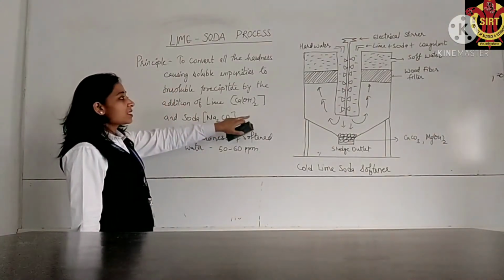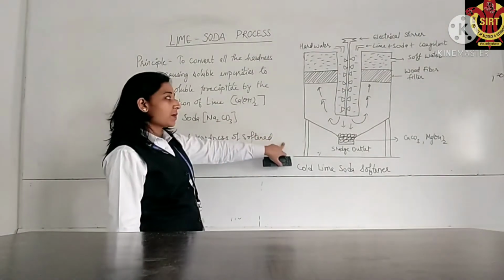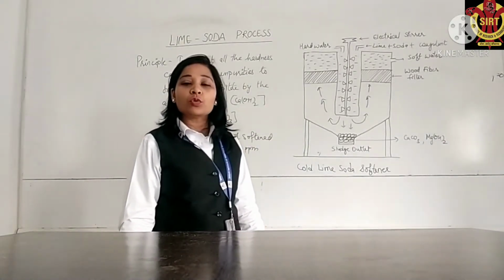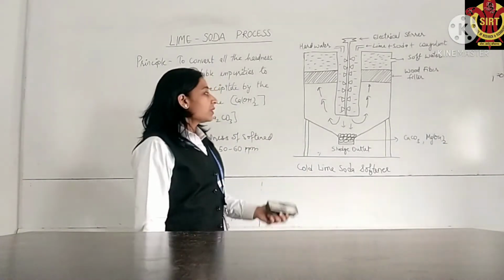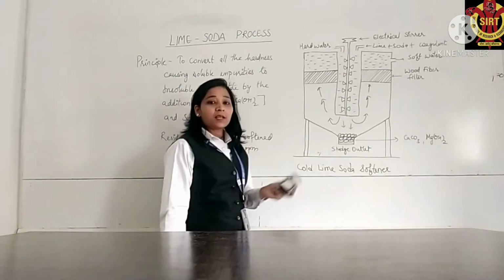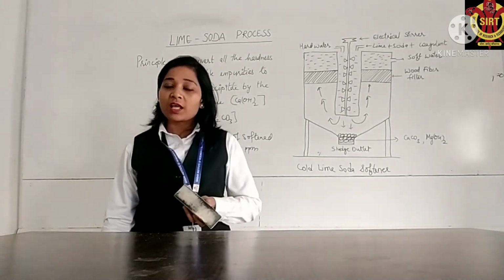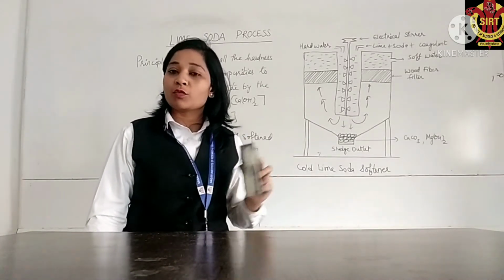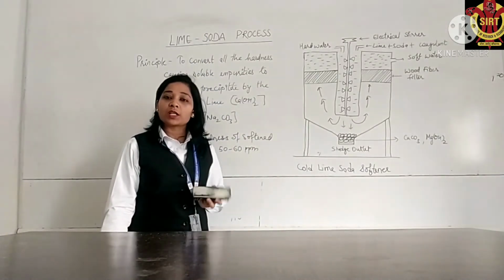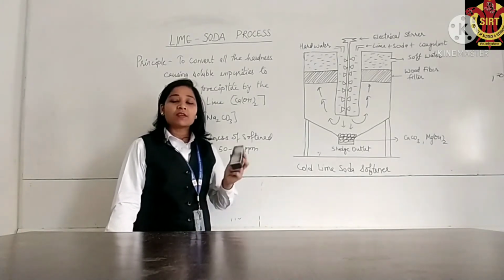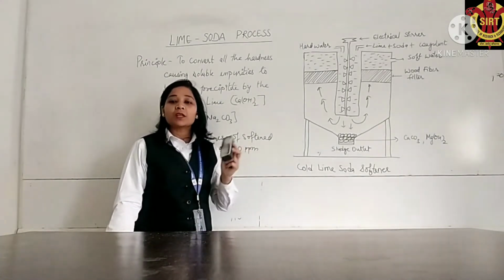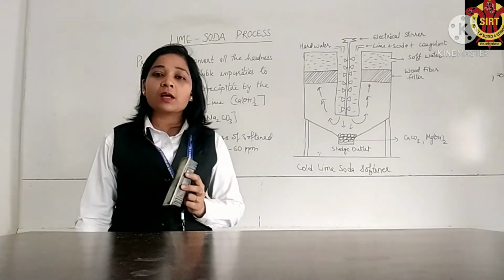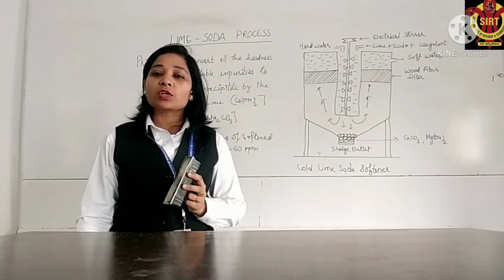Here let us discuss the cold lime soda softener. This softener is used for the conversion of hard water into soft water. As its name makes clear, cold lime soda process means there is no heat involved. Here we are using water at room temperature and we are converting the hardness of the hard water into precipitates by the addition of lime and soda.